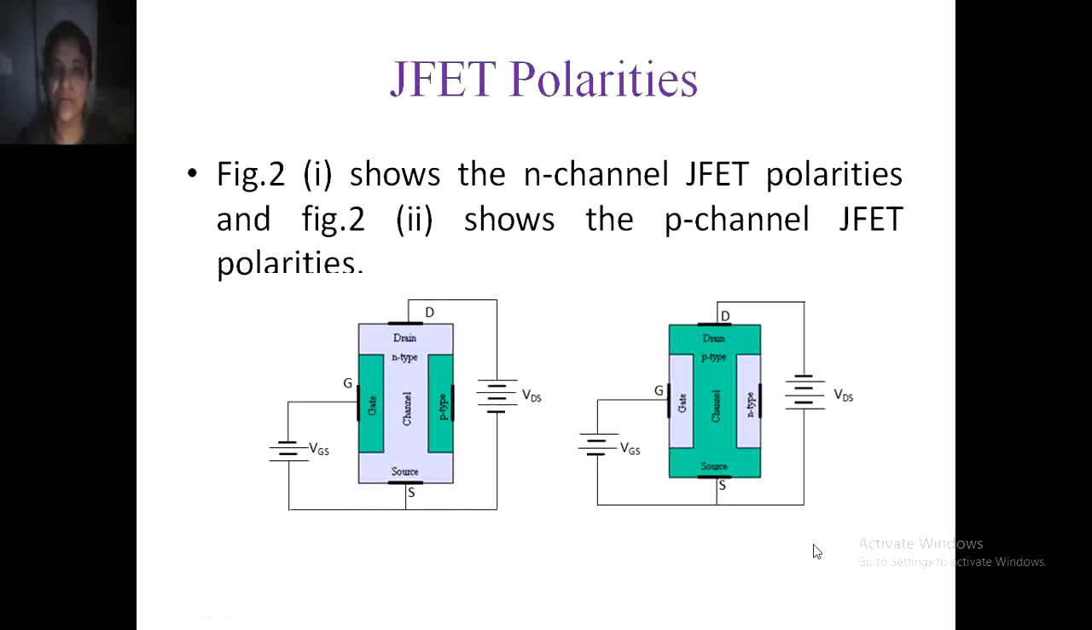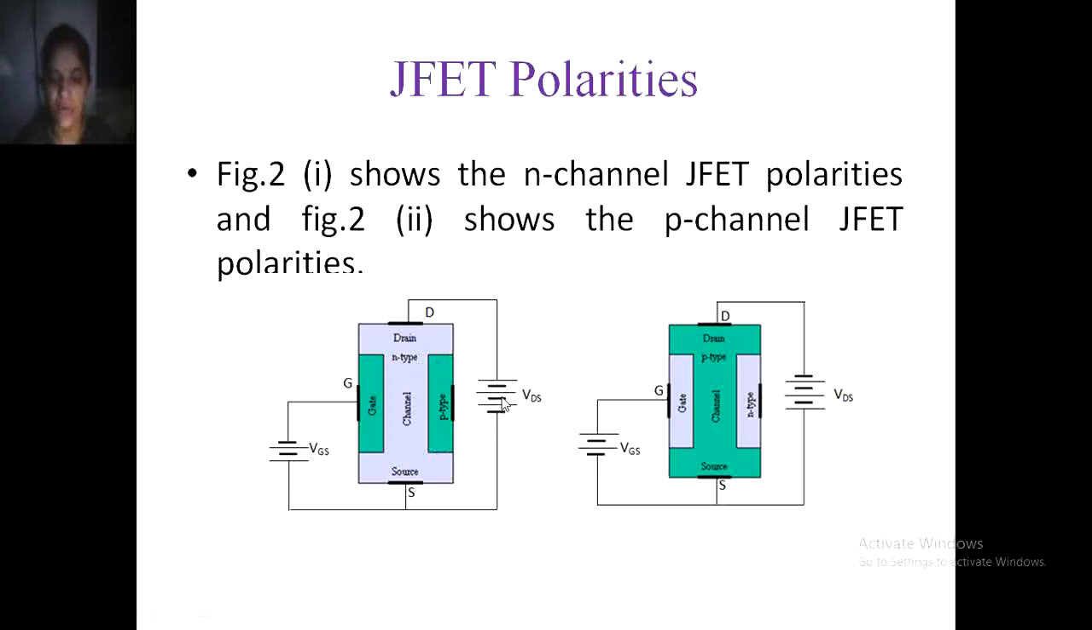So how can we place this JFET in a circuit? Let us see the polarities. The first figure shows the polarities for the N channel JFET. For the N channel JFET, the P substrate is connected to the negative terminal of the battery and the source is connected to the positive terminal of the battery.